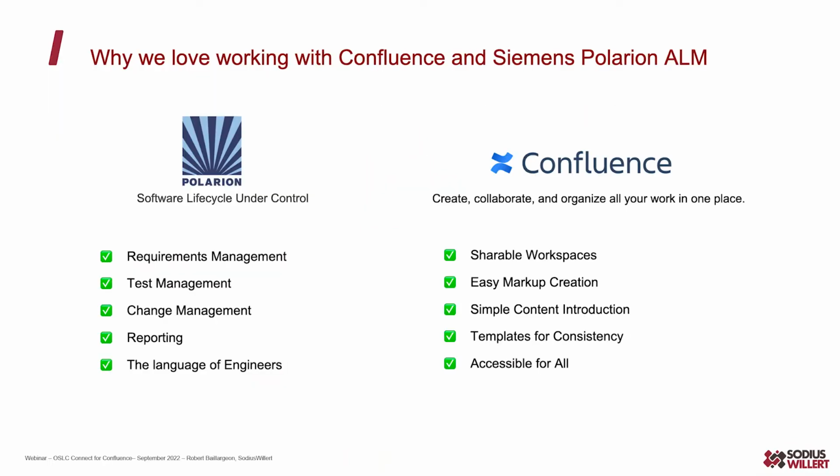So to give you a little bit of a feel of what we're talking about here and why we want to make sure that we connect Polarion and Confluence together, it's because these tools are very good at us being able to connect engineering data in Polarion. It's where we can do requirements, test management, change management, reporting. It's really in the language of engineers. And then when we get into Confluence, it's very good for us to be able to do shareable workspaces and simple content creation, being able to have templates on how we create meeting minutes, things like that. It's a very good informal tool for us to share information.